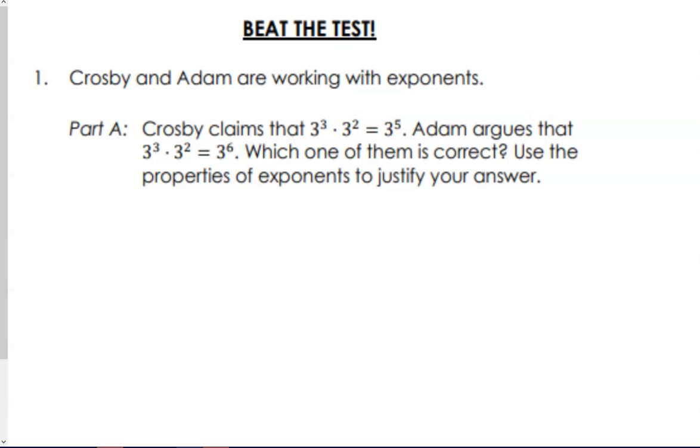Crosby and Adam are working together. Part A, Crosby claims that 3 cubed times 3 squared equals 3 to the 5th, but Adam argues that 3 cubed times 3 squared is 3 to the 6th. So which one is correct?